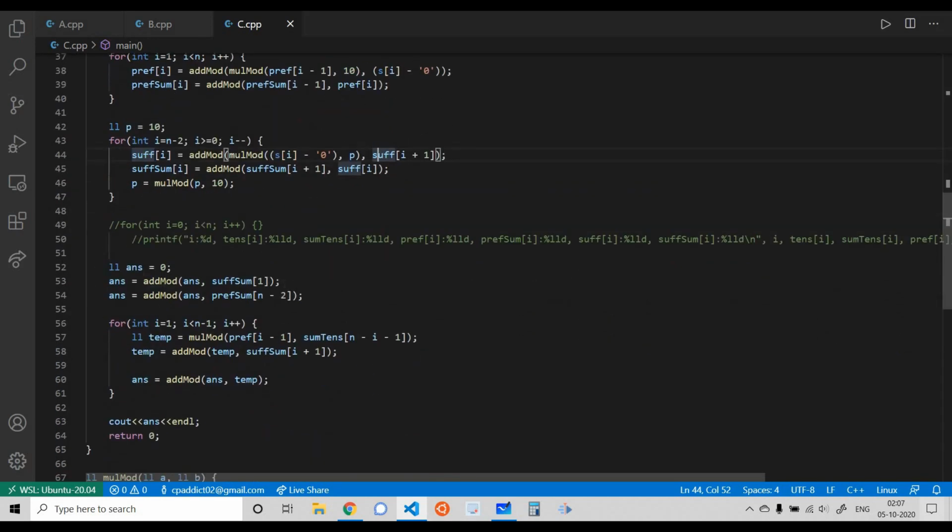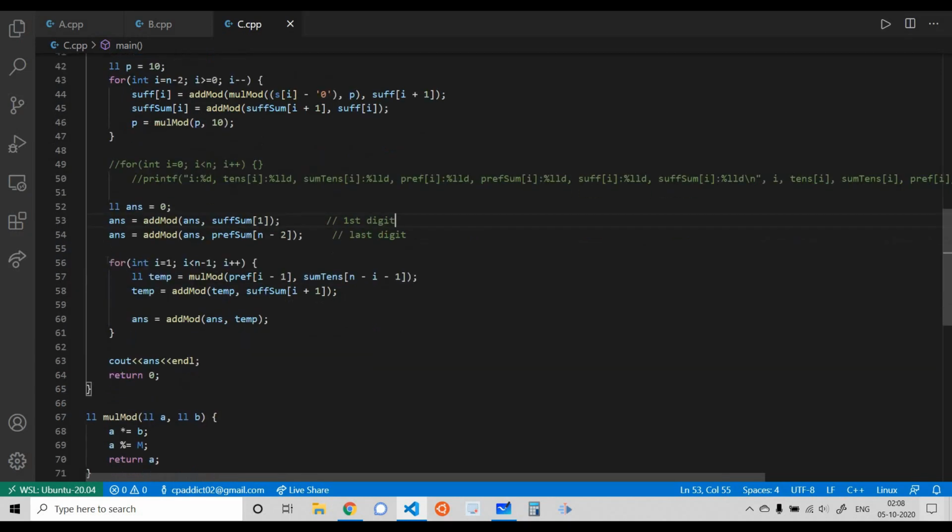And yes, this comes the main part. This is the case when I'm considering all the substrings which are containing the first digit. And these are the cases when I'm considering all the digits which are being deleted by VOVA and it is containing the last digit. Like here, the substring which is deleting ends at the last digit, and in this case the substring which is deleting starts at the first digit. And for all other cases, I'm handling it in this for loop.